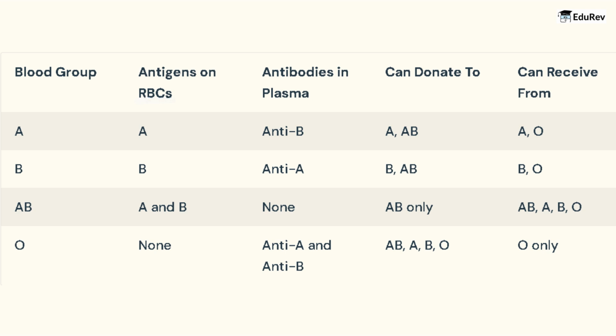And finally, blood group O. People with blood group O have no antigens on the surface of their red blood cells. However, their plasma contains both anti-A and anti-B antibodies. This setup allows them to donate blood to anyone, AB, B, or O, which is why they are known as the universal donors. But they can receive blood only from blood group O.